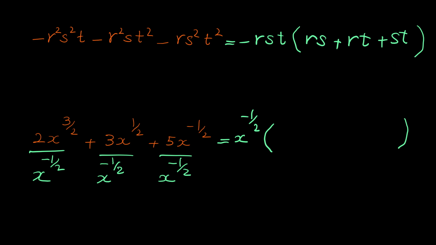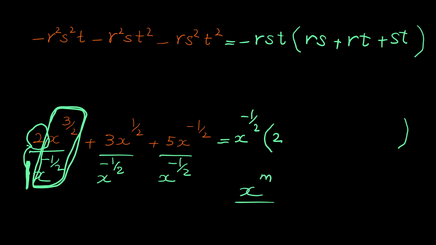2x to the 3 over 2 divided by x to the negative 1/2. What is the answer? We have a 2 in the top. The coefficient here is 1. 2 divided by 1 is 2. So 2. What is x to the 3 over 2 divided by x to the negative 1/2? Remember, when we have x to the m divided by x to the n, we subtract the powers. It's x to the m minus n.